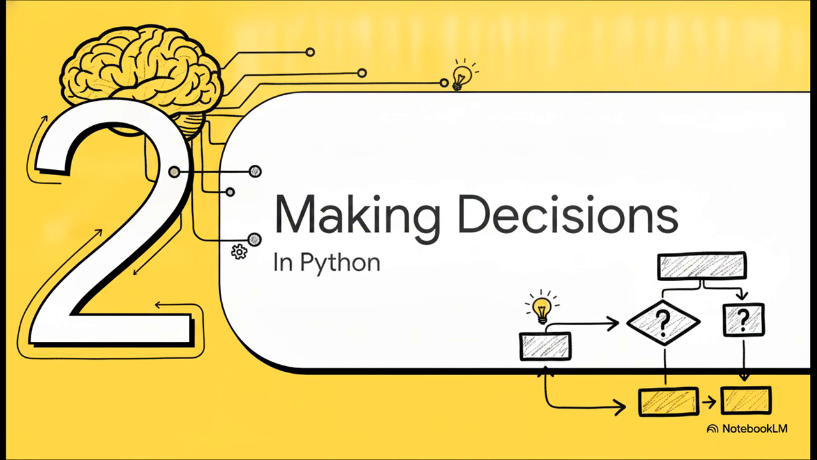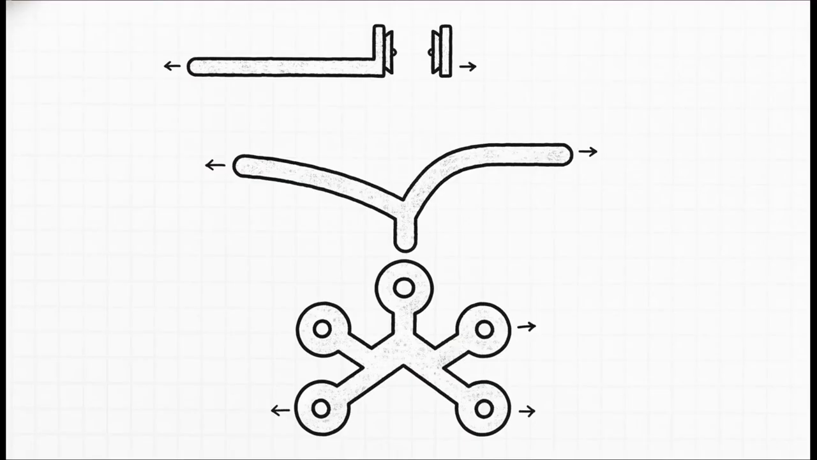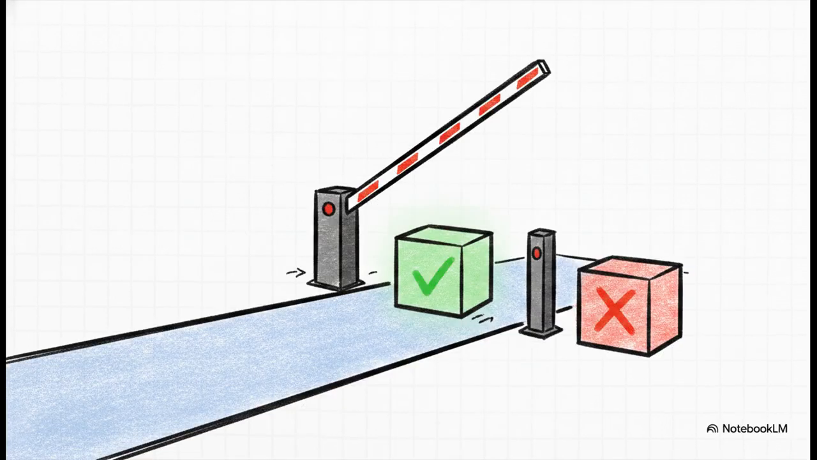Moving right along to Section 2, Making Decisions in Python. So now that we know we need a brain for our code, how exactly do we build it? Well, Python gives us three main decision-making tools: the if statement, the if-else statement, and the if-elif statement. Notice how they kind of progressively level up in complexity? We start with a simple single check. Then we move up to an either-or scenario, and finally, we scale all the way up to handle multiple possible paths and outcomes.